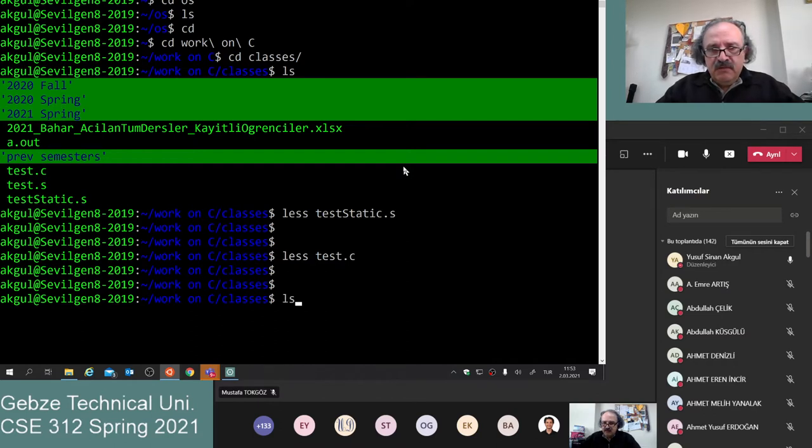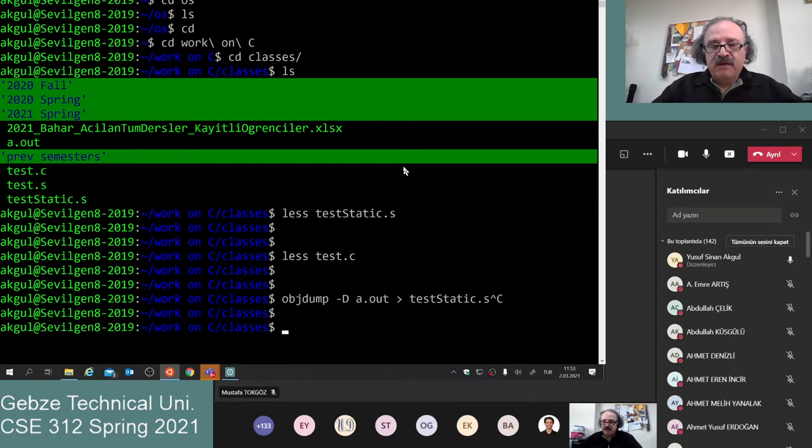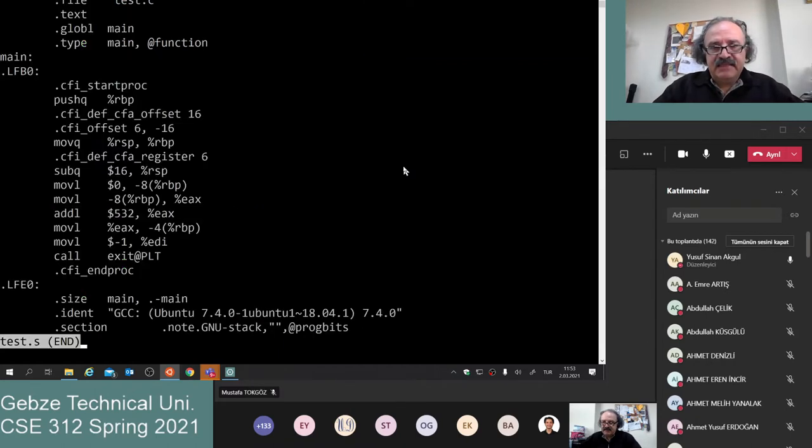I disassembled that a.out using, what did I use? GCC dash S. No, no. I compiled to a.out first, then I object dumped it to that .s file. This is the assembly. If I do GCC minus S, all I get is this test.s, and test.s is very small.